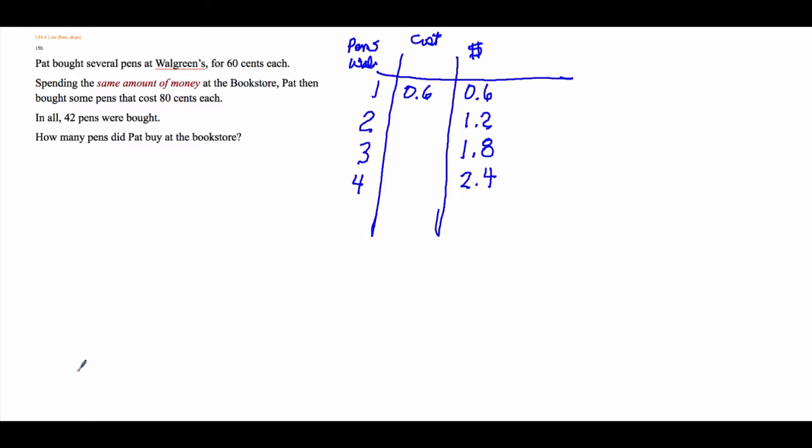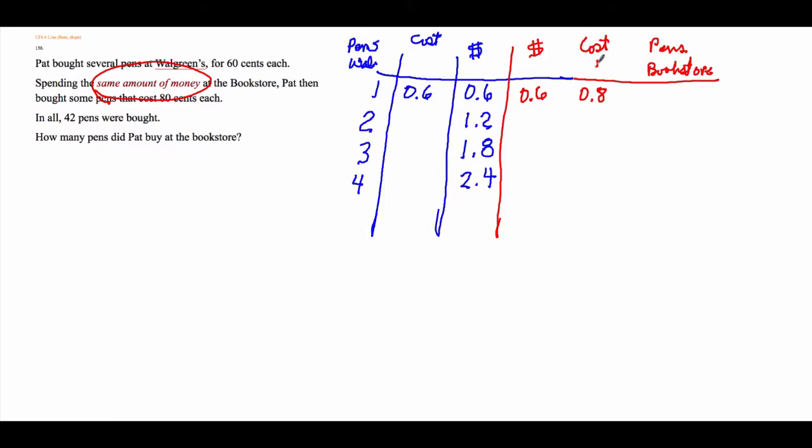Now I need to extend my table a little bit, and I'm going to look again at dollars, but I'm also going to look at the pens from the bookstore. It said it's going to spend the same amount of money, and I know my cost for these is going to be 80 cents per pen. So the question is, how many pens can you buy for 60 cents? Well, you're not going to get a full pen. But watch what we do here.